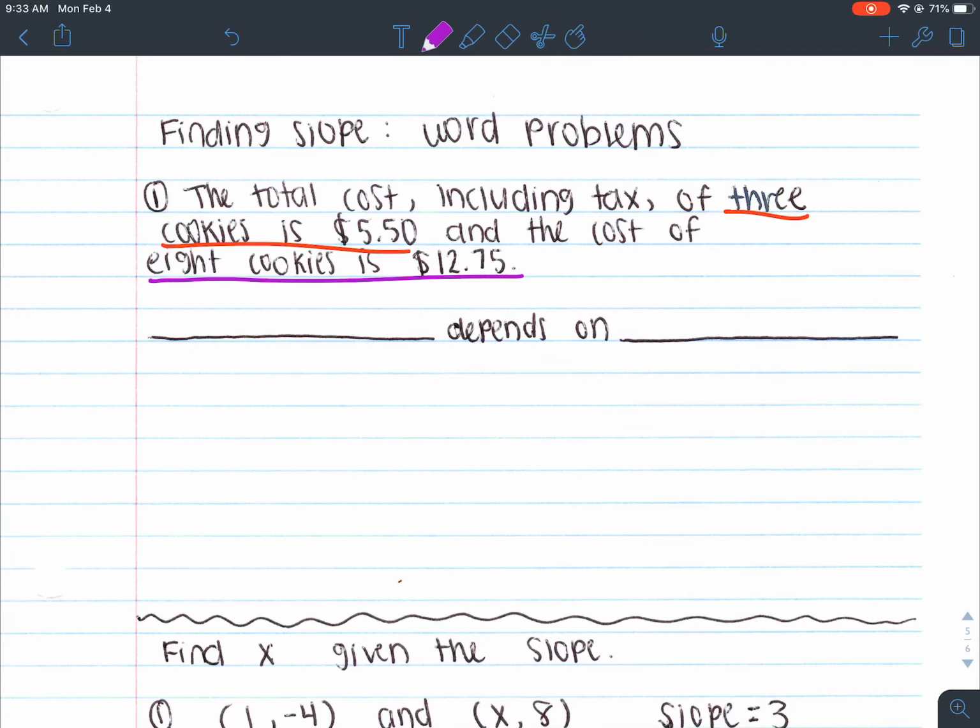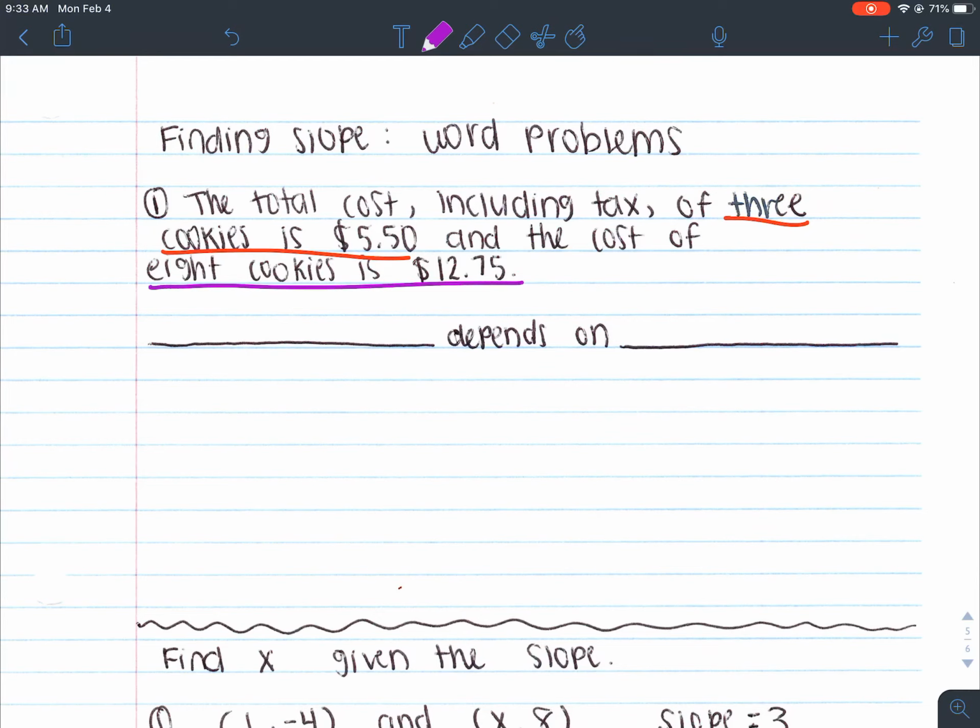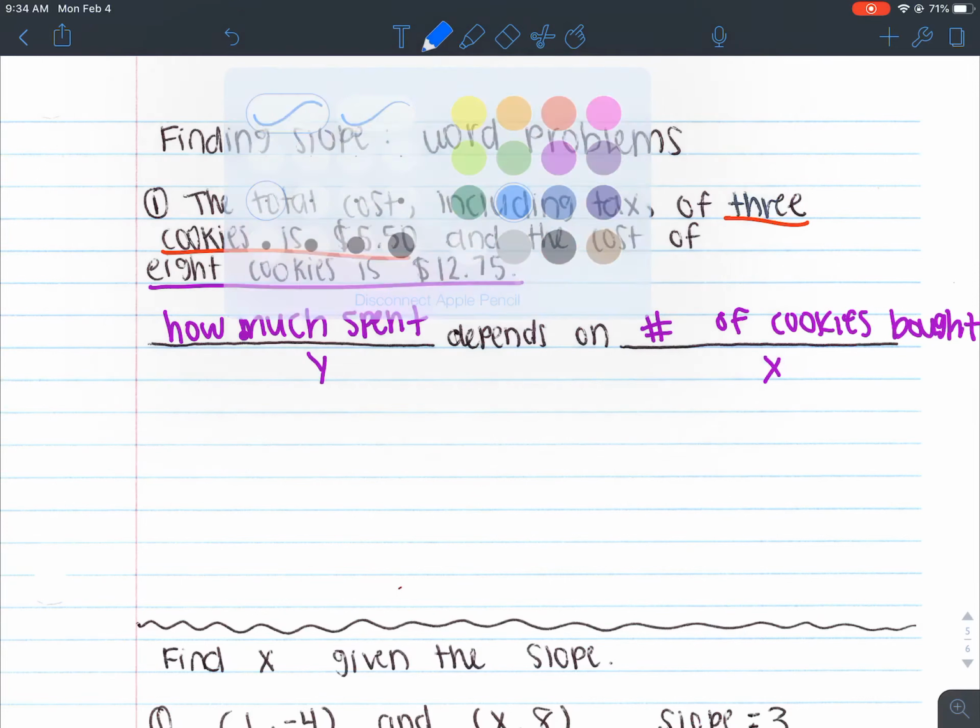So what is dependent here? What depends on what? Let's just think about that. We need to figure out what our independent and our dependent is. Okay, so our dependent, which is going to be our y over here, is how much it costs, so how much we spent. How much we spent depends on x, which is our number of cookies bought. So number of cookies bought is going to be our x value, and how much we spent is going to be our y value.